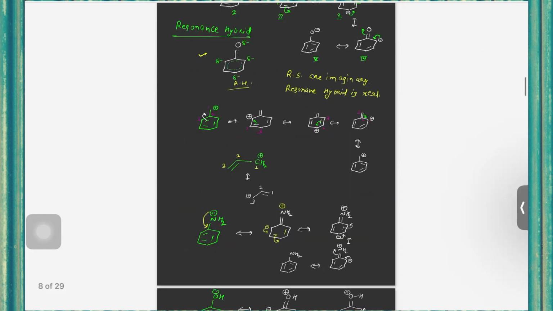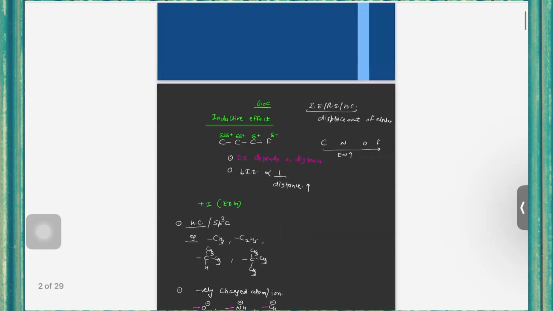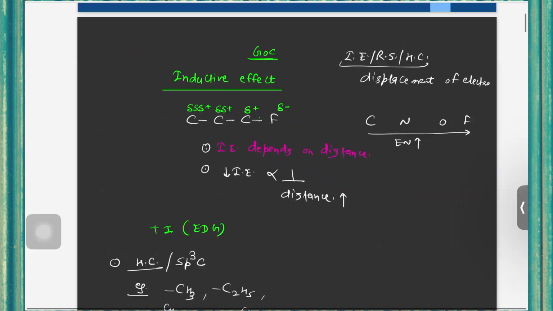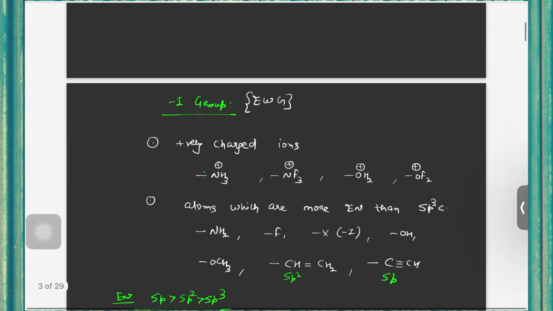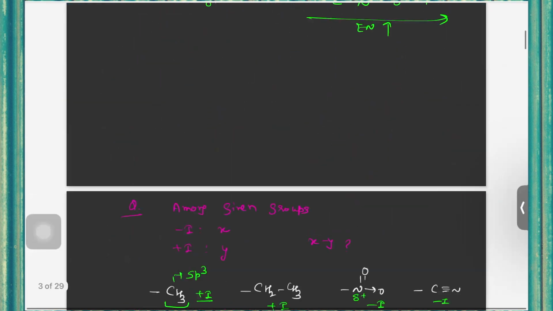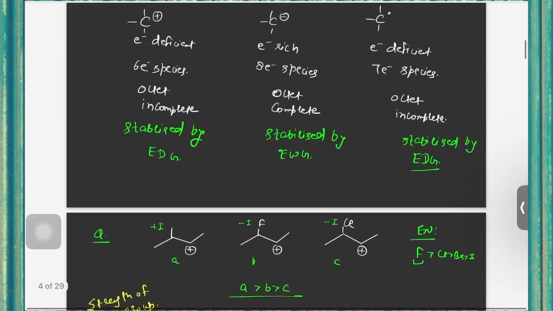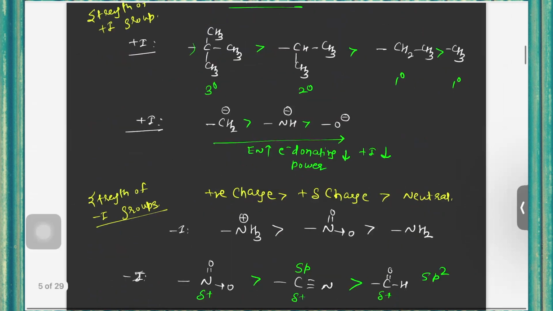Let me brief what we have done in organic chemistry. We have done only 3 classes of the organic, right? In the first class, we showed the inductive effect. What are plus I and minus I groups? I have a recording of that. If anyone of you wants the recording of inductive, you can take it from me.